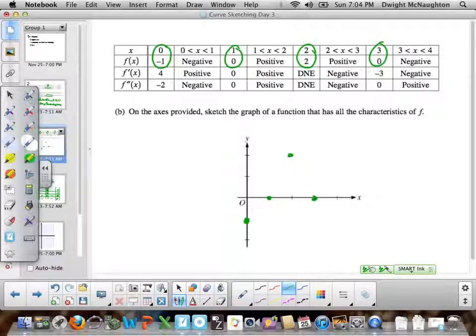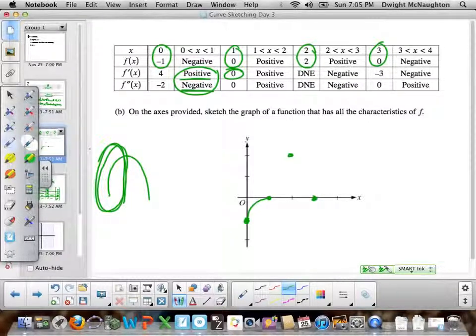Now, look at the intervals. What's happening in the interval? Well, from 0 to 1, second derivative is negative, first derivative is positive. Second derivative is negative, concave down, first derivative positive is increasing. We have that shape in that interval. And it does end up having a slope of 0, so I should level it off. From 1 to 2, it's positive and positive. Second derivative is positive, concave up. First derivative positive is increasing. Concave up increasing is that shape.